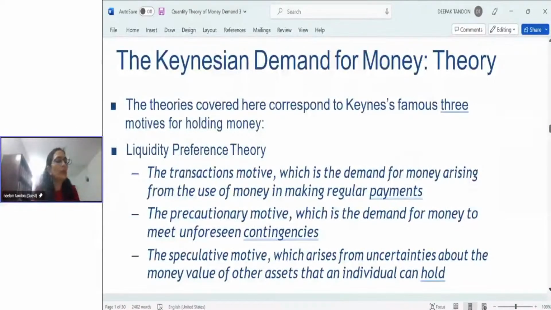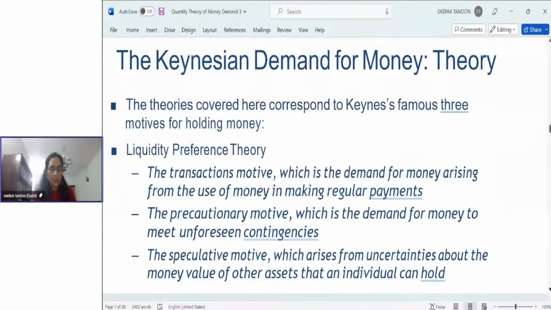Why do people want to keep money? Prior to this, we have seen the earlier economists, whether you talk about Cambridge or Pigou or the concept of Fisher, they spoke from the perspective of only one thing, that is velocity of money and the demand for money, that too for the transactive motive.